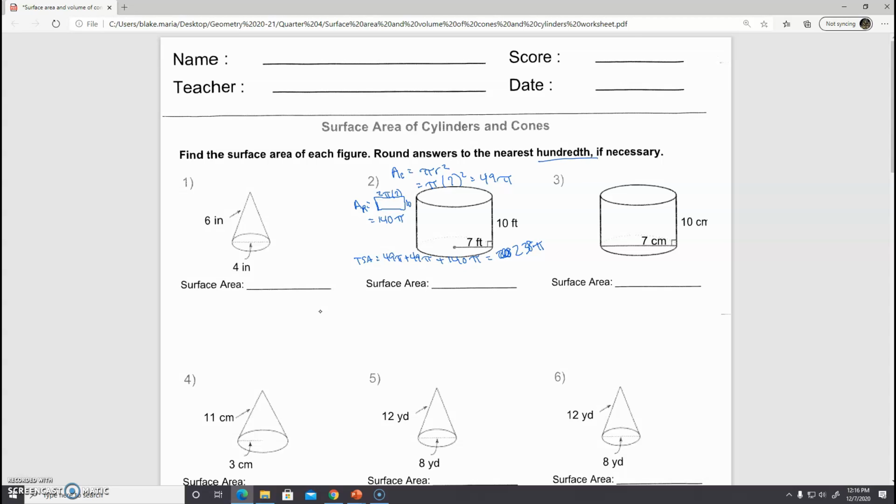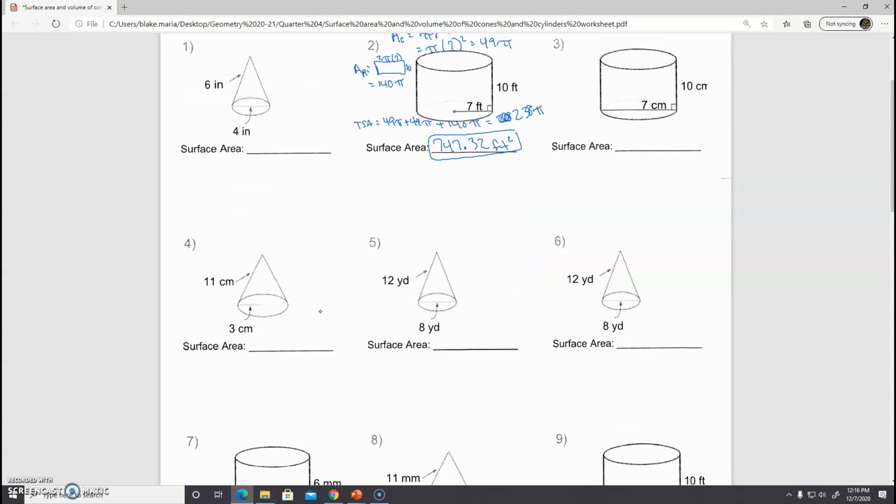Now this does say round to the nearest hundredth, so we're going to actually do 238 times 3.14. And to the nearest hundredth would be 747.32. It's actually exactly that, which is rounded to the nearest hundredth. Feet squared, because we're talking in terms of area. So just wanted to remind you about surface area of a cylinder in case you forgot. But the cones are exactly like what we did in the notes. And I think they give you the slant height on all of these.